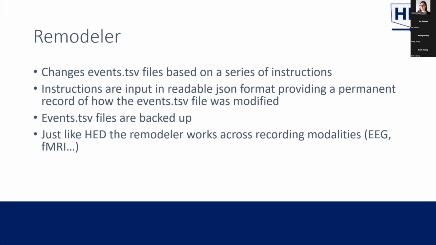And to enable this process of modification, we've designed the remodeler, which is a tool that changes the event TSV files based on a series of instructions. The instructions are input to the remodeler. They are in a readable JSON format, and that means that they also provide a permanent record of how the event file was modified. So again, we have a strong emphasis on not wanting to lose any data in this process. The event files are backed up by the remodeler, and I will explain a little more how this works in the next slide.